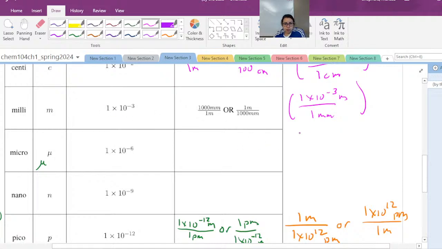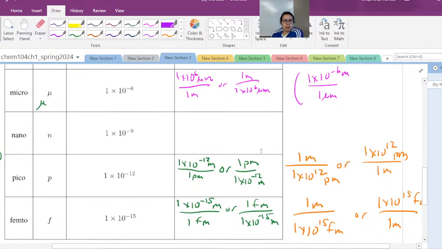So micro, so I'll put it over here. So 1 times 10 to the negative 6 meters then is 1 micrometer, or 1 times 10 to the 6 micrometers is equal to 1 meter. Of course, we can flip that. And then our last one to write out, so 1 times 10 to the 9th nanometers is equal to 1 meter. Or negative, right, 1 times 10 to the negative 9 meters is 1 nanometer.